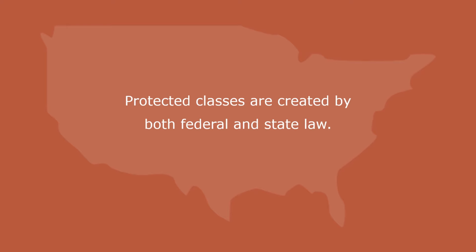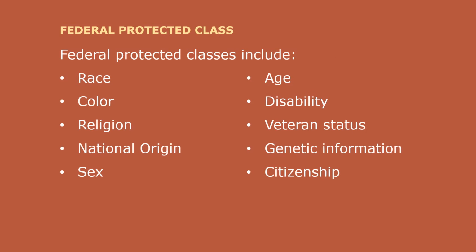Protected classes are created by both federal and state law. For more information about state-specific protected classes, check with your state department responsible for discrimination. Federal protected classes include race, color, religion, national origin, sex, age, disability, veteran status, genetic information, and citizenship.